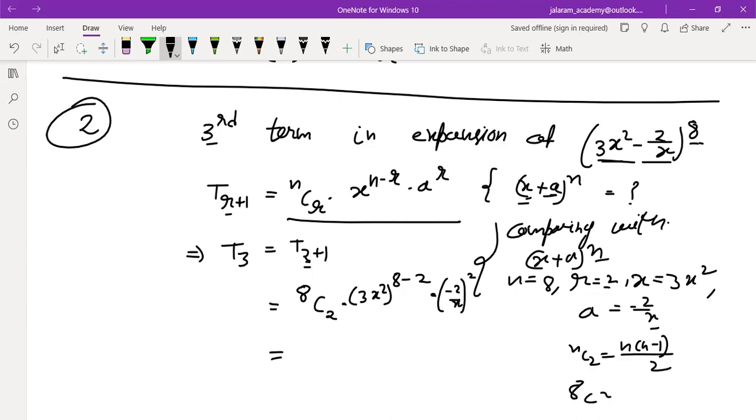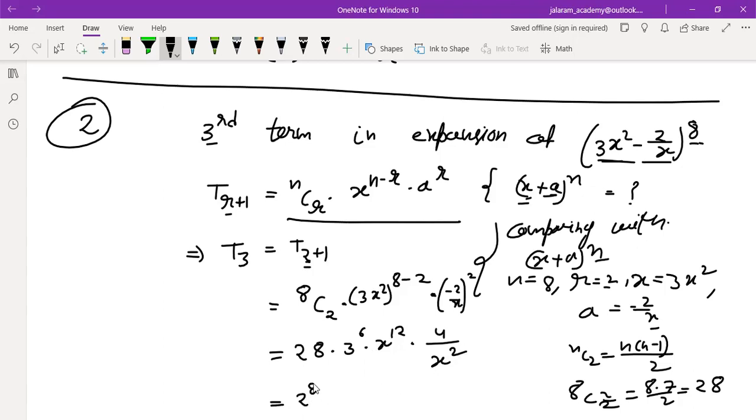So 8C2 is 8 into 8 minus 1 by 2. So 7 4s are 28, into 3 to the power 8 minus 2, which is 6, into x to the power... x square 2 6 are 12. Into minus 2 whole square will be positive, 2 square is 4, upon the denominator, which is x square. Now 28 into 3 to the power 6 into 4.